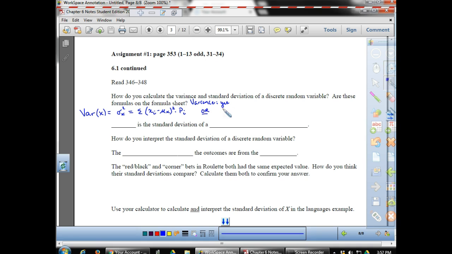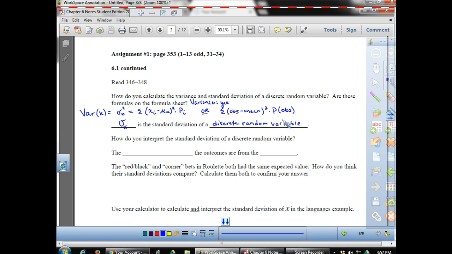Or the other way you can think of this is it's the summation of the observation, each observation, minus the mean squared times the probability of the observation, or the outcome, however you want to think about that. So the symbol is this, standard deviation of x, it's sigma sub x, is the standard deviation of a discrete random variable.